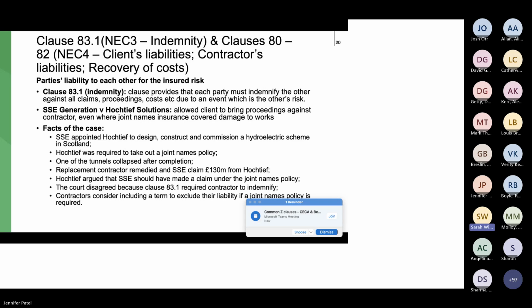So in an ideal scenario, a contractor would want something included here. So a Z clause saying that this clause doesn't apply where there's joint names insurance or there's insurance cover in regard to the matter, because it seems a bit academic to start pursuing a party directly if there is insurance cover for it. Next slide, please.